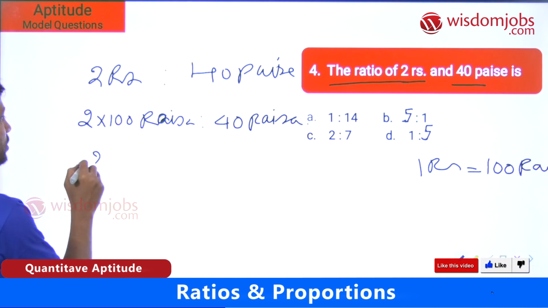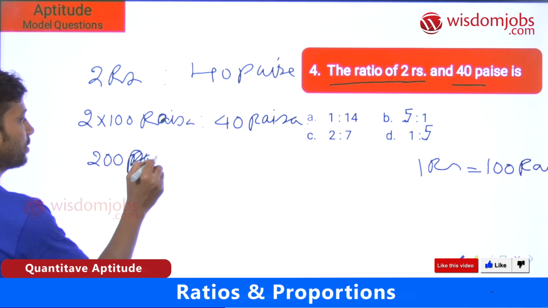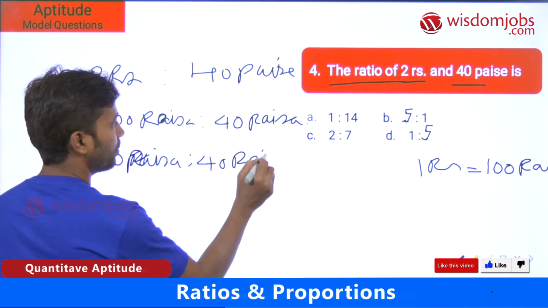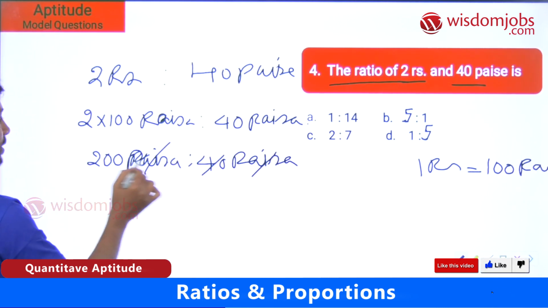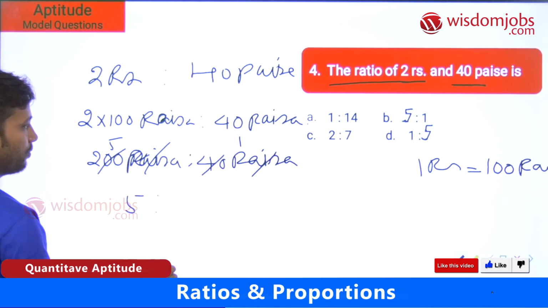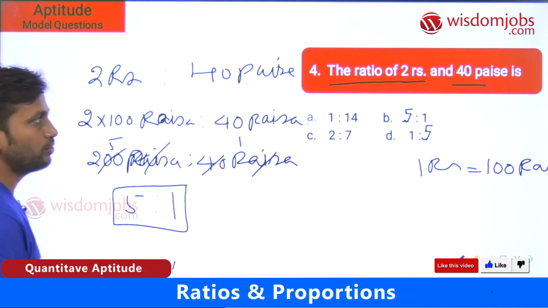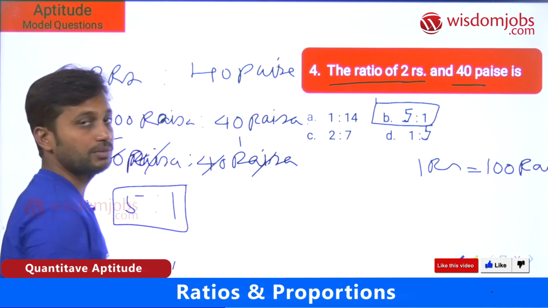So now this is 200 paise is to 40 paisa. So here the units cancel out. So what is the ratio? Here 5 and here 1. 40 times 5 is 200. So what is your answer then? 5:1. So 5:1 is the given option B.